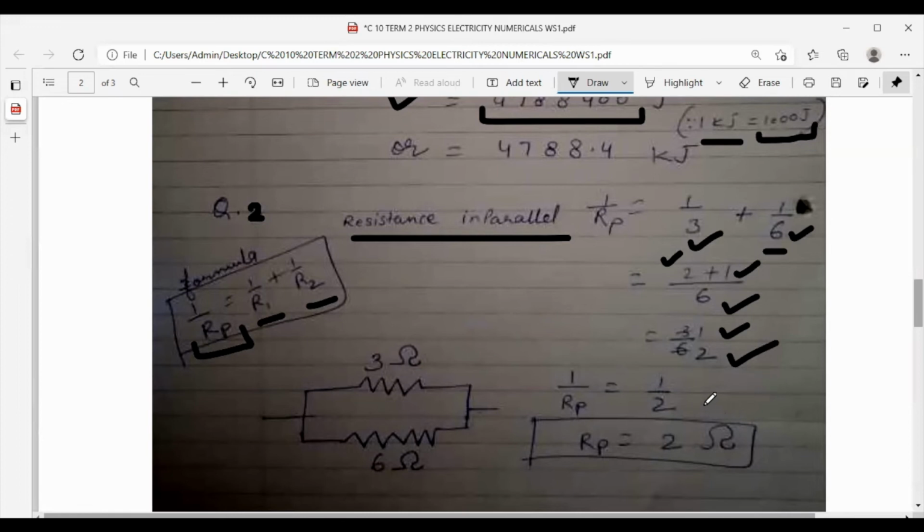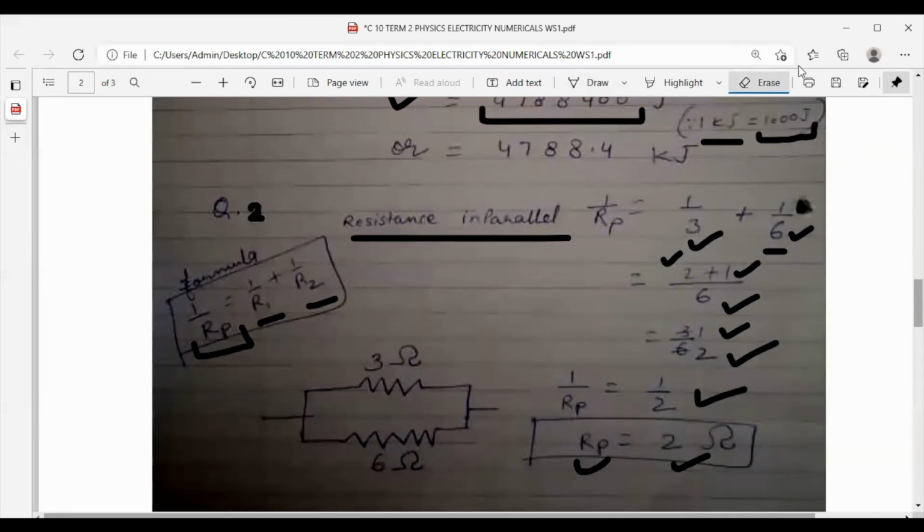So the answer is 1 upon Rp equal to 1 upon 2. If you cross multiply, it will become Rp 1 the Rp and 1 2 the 2. So your answer will become 2 ohm. That means resistance in parallel will be given as 2 ohms.